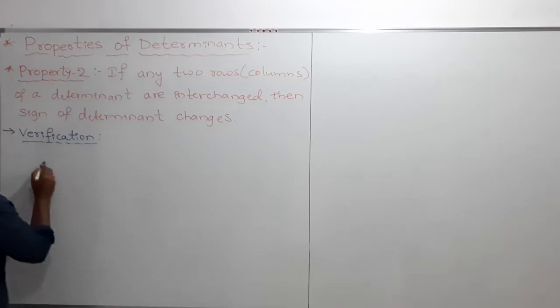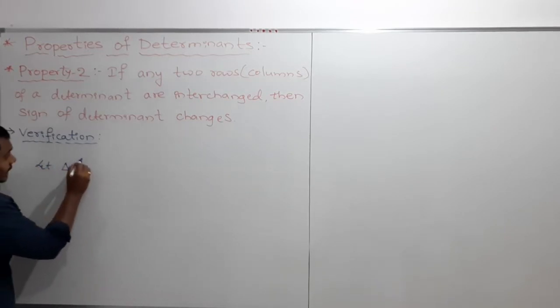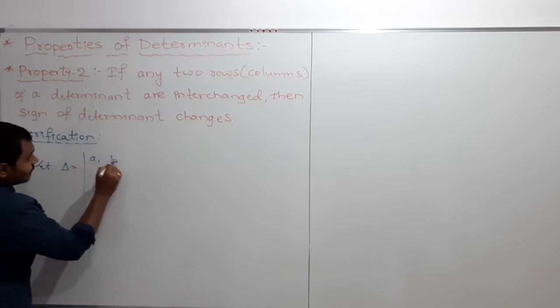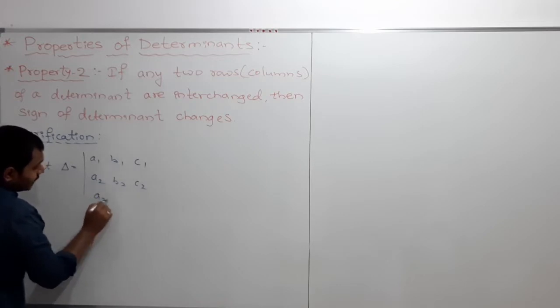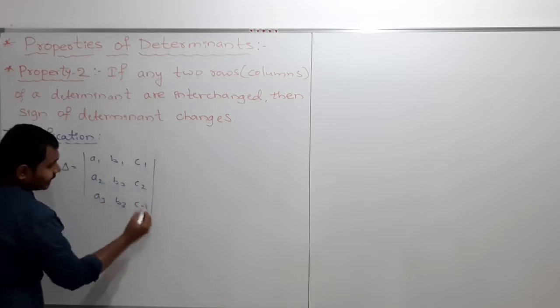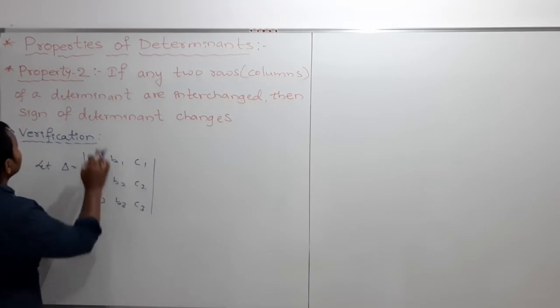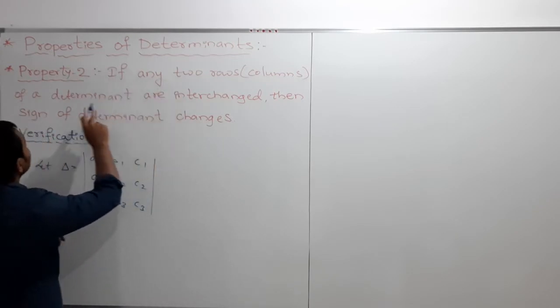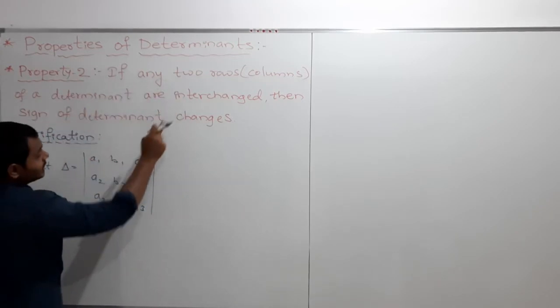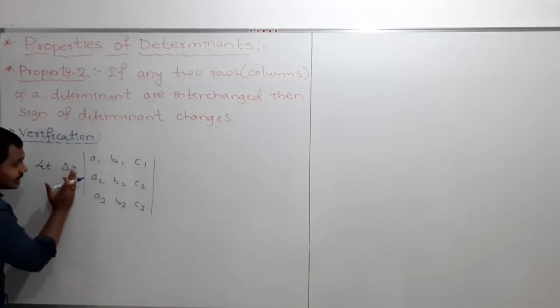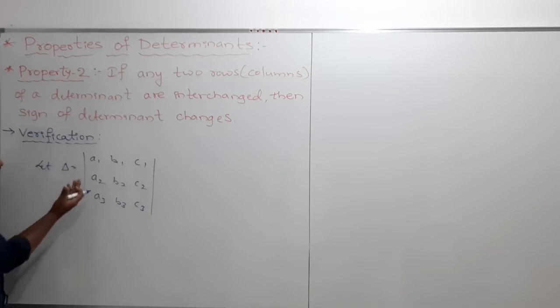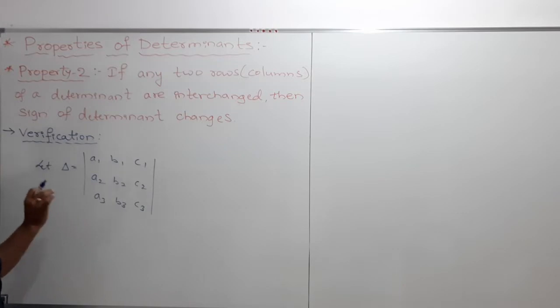are interchanged. So let us consider, I am taking one determinant. Let delta be equal to A1, B1, C1, A2, B2, C2, A3, B3, C3. Clear, my dear students? If any two rows or columns of a determinant are interchanged. So before that, first I consider one determinant. Let us take this as delta.